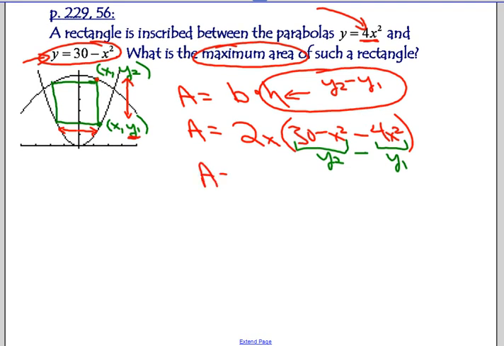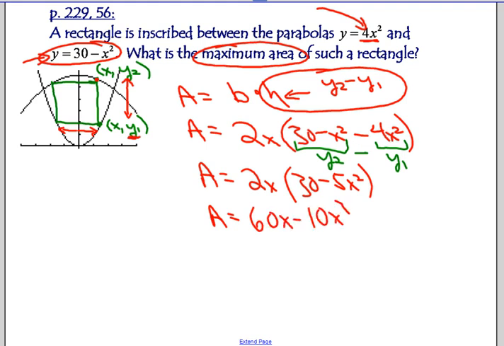Okay, another algebra step. Let's combine like terms. So we have 2x times 30 minus 5x squared. Are you thinking of the product rule? Hopefully not. Hopefully you're thinking distribute. So let's distribute. And it looks like a 60x, and a minus 10x cubed.